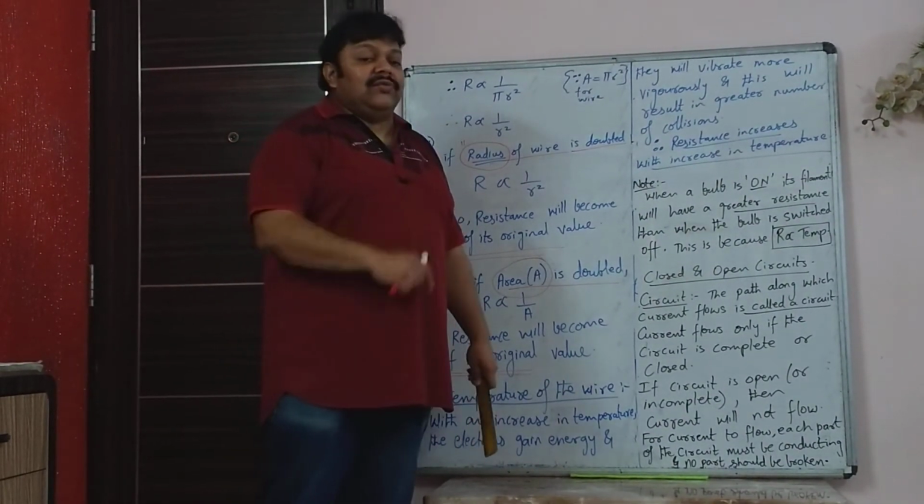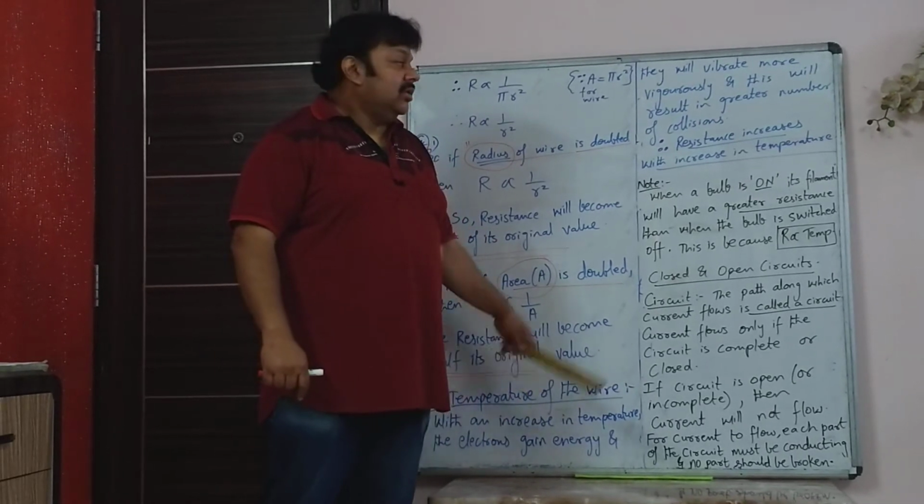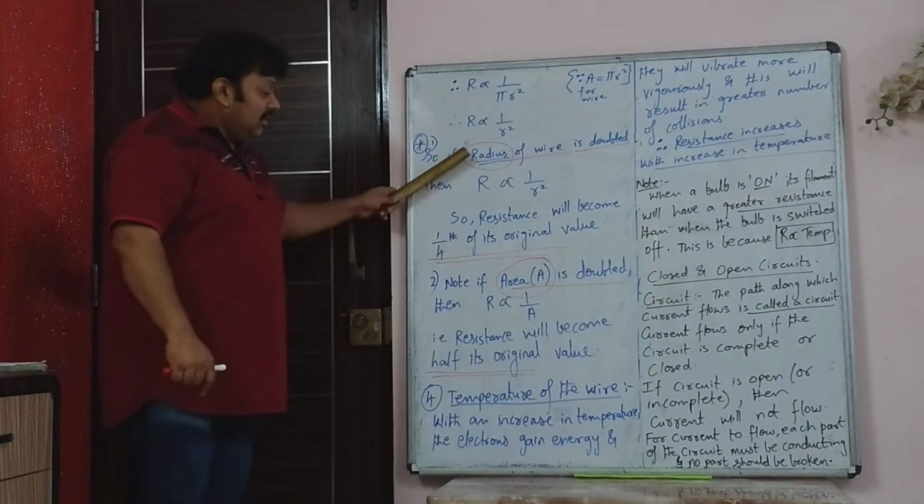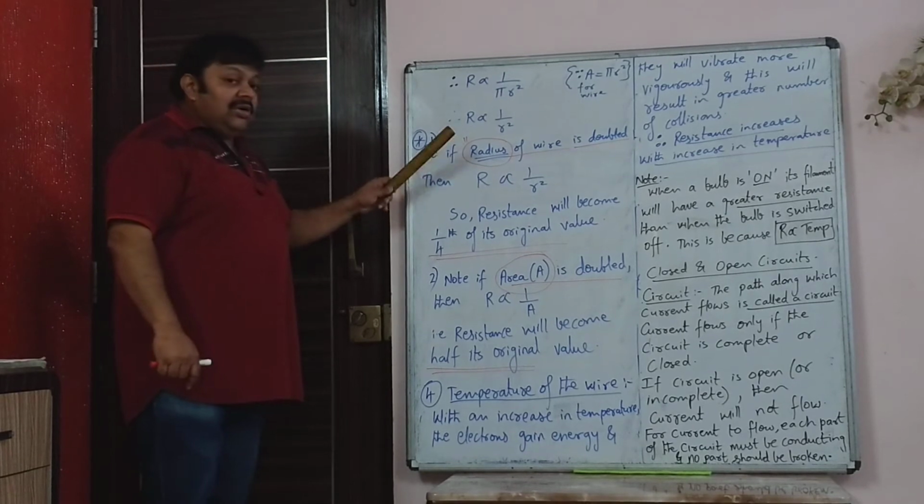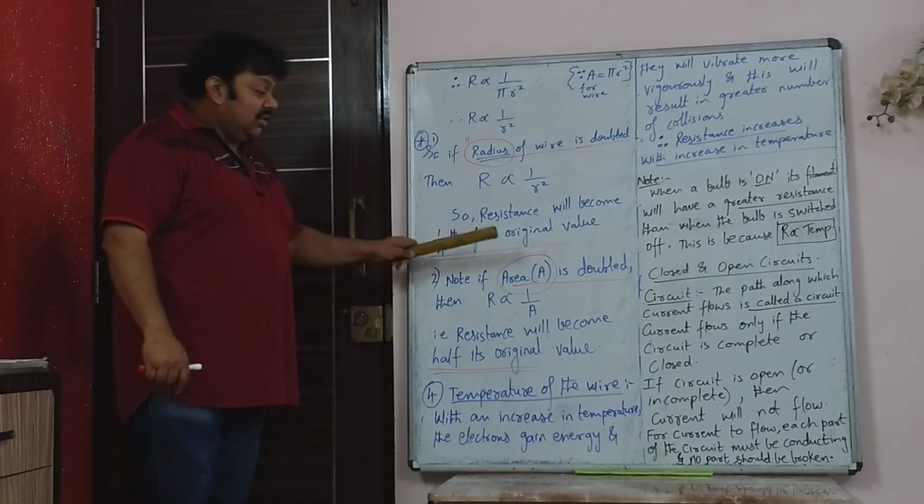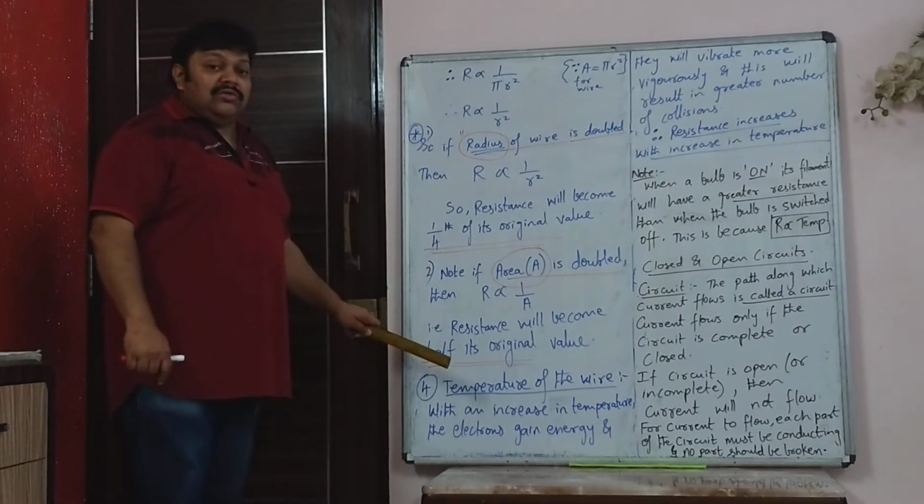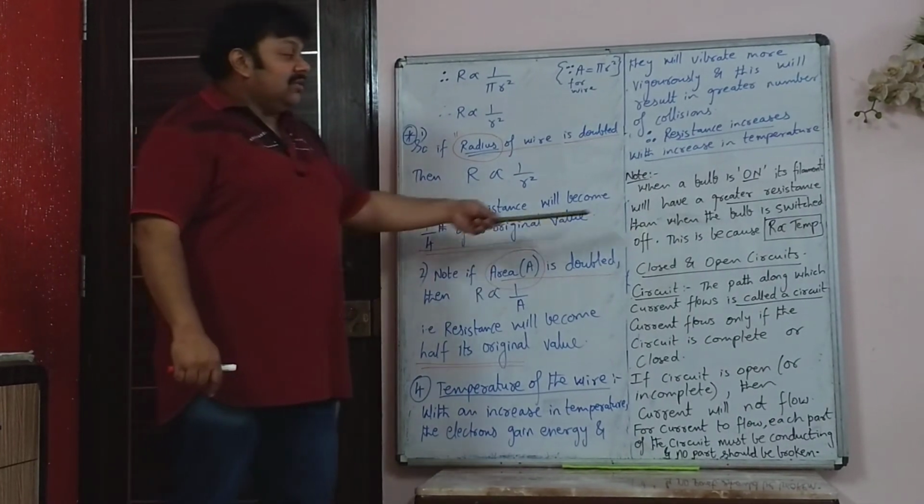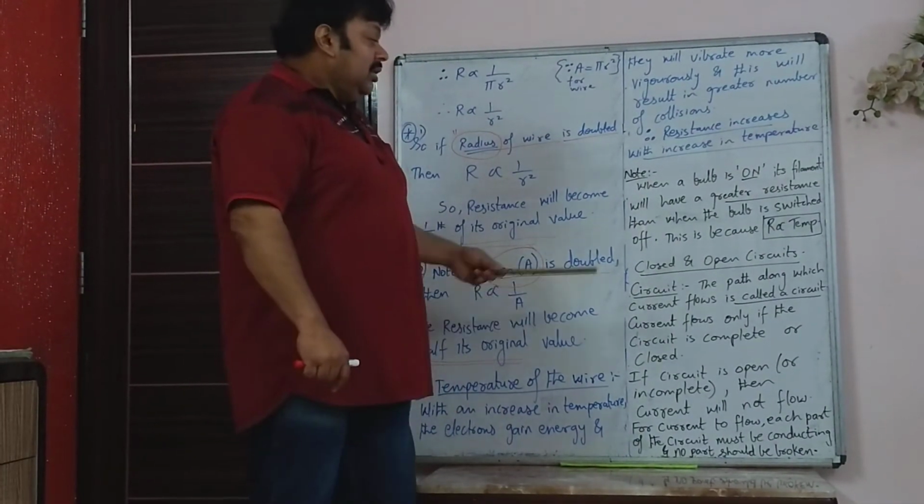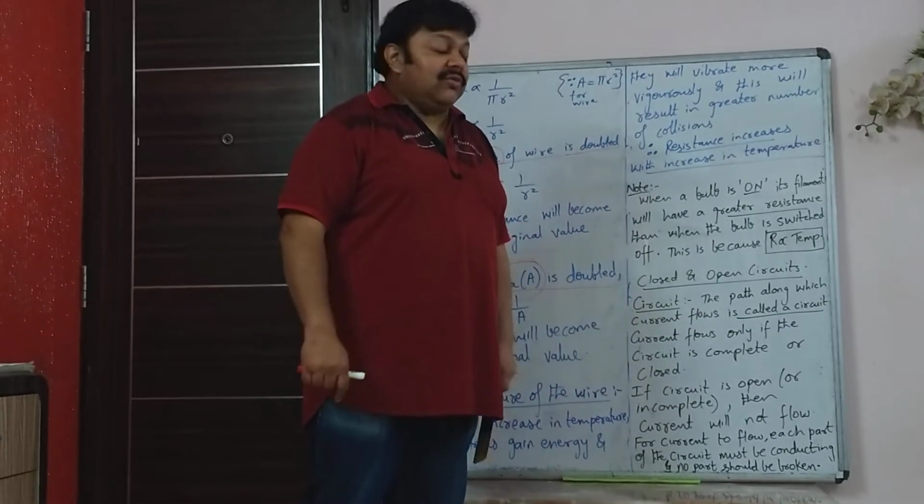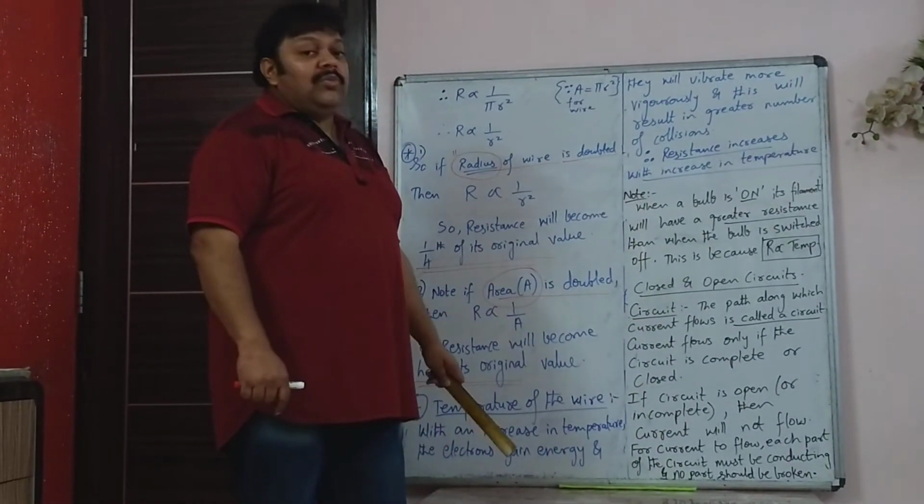So the four factors affecting resistance are very important, and this question and even this question: radius doubled, resistance will become 1/4. Area doubled, resistance will become 1/2. These questions are very important. Our last part in this second part of the chapter is closed and open circuits.